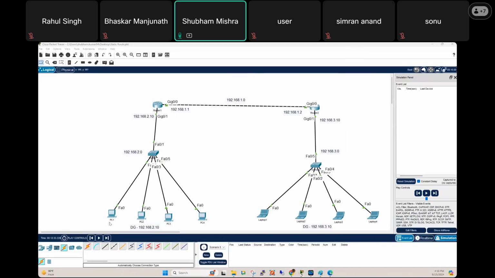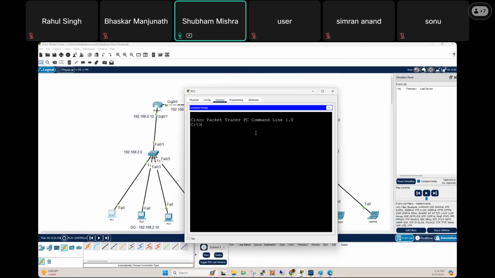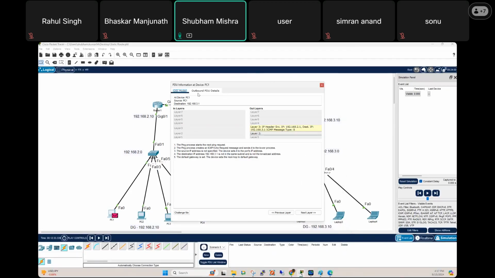Okay. So guys, till now we discussed PC number 1. Come on the command prompt. I write the command, what guys? Ping 192.168.3.1, right? Everyone, tell me. Right? I open this packet.